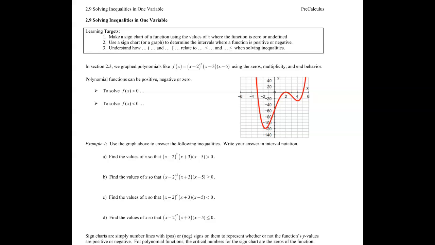So, in order to solve f of x is greater than 0, well, f of x is just a fancy way of writing y. So I'm just looking for where my y value is bigger than 0. Well, my y values are going to be bigger than 0 above my x-axis. Likewise, in order to solve f of x is less than 0, my y values have to be less than 0, or below my x-axis.